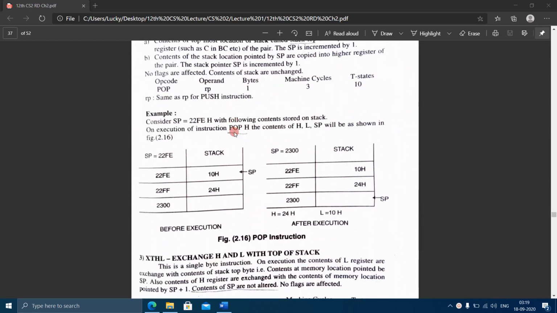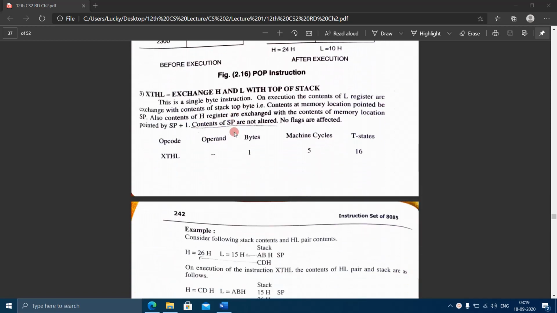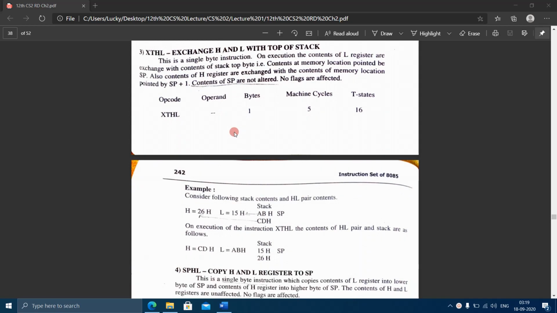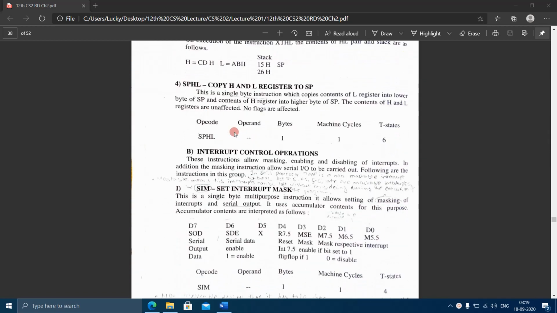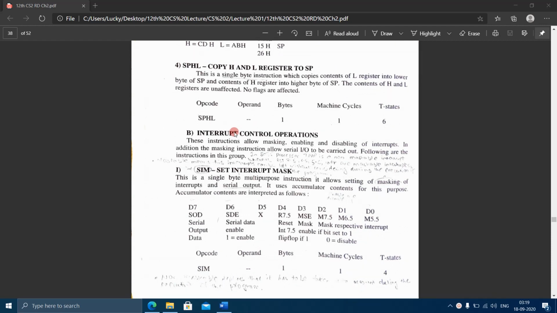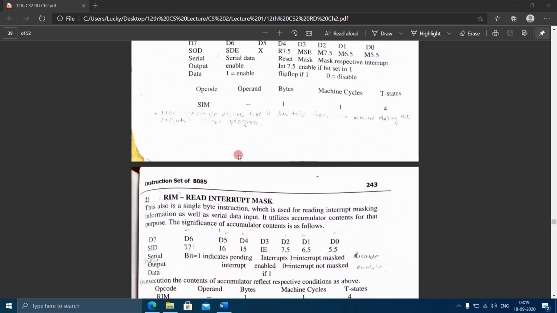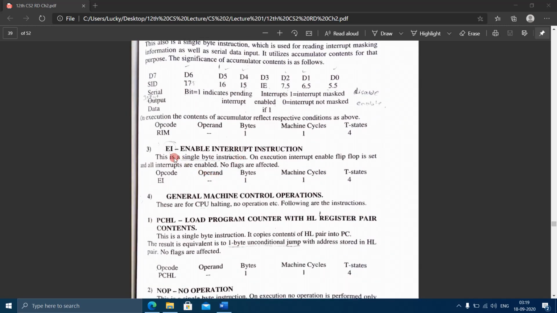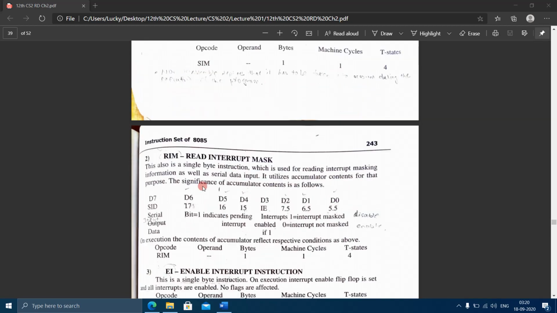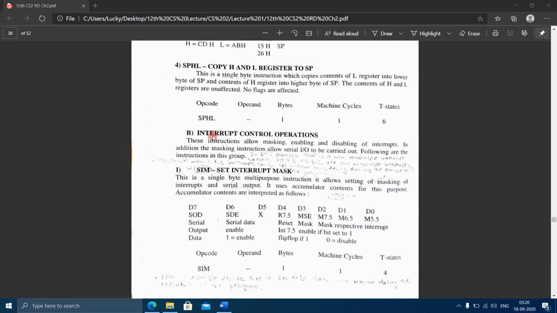In interrupt control operations, the instructions are used to deal with interrupts. The instructions that deal with interrupts fall under interrupt control operations. The instructions under this group are the SIM instruction, the RIM instruction, and the enable interrupt instruction. There is a disable interrupt instruction also, which is not mentioned here. So let us do these three instructions mentioned in interrupt control operations.